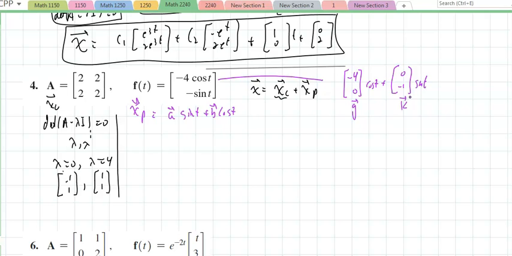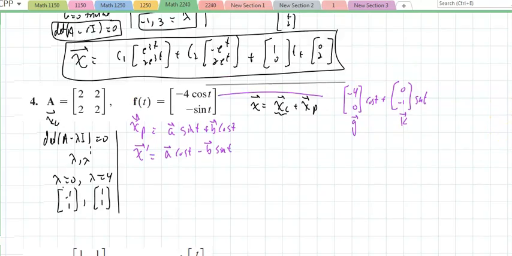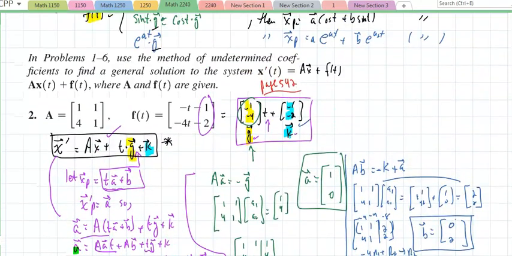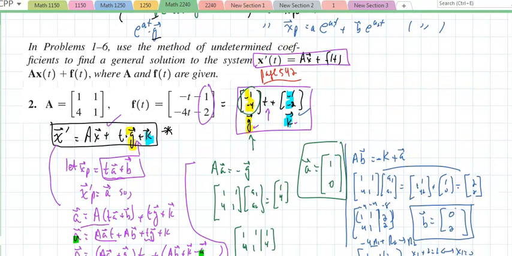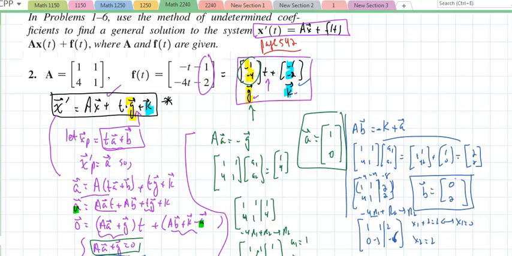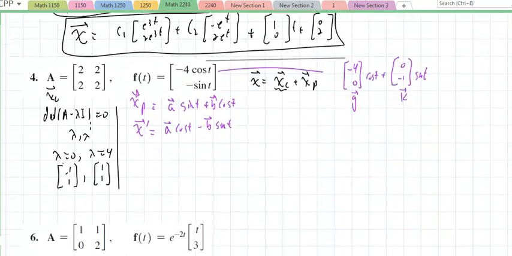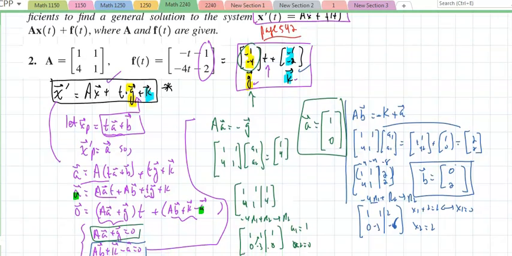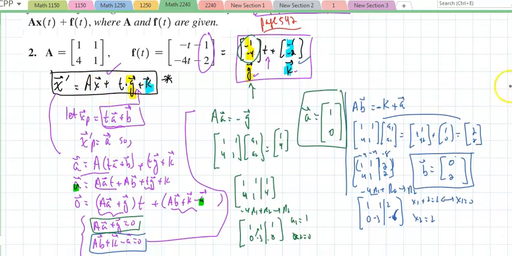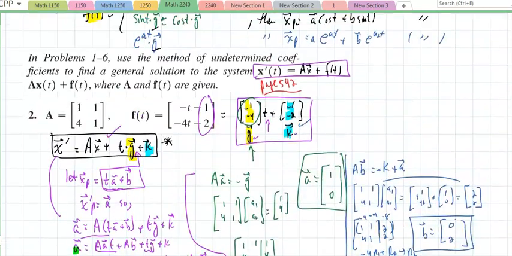Alright, for a 2 by 2, it's always 2 of them. So here we're going to say, okay, if you take a derivative of this, wouldn't that be a cosine of t minus b sine of t? And now what? Plug him into the original equation. What's the original equation? It's right there. Plug him into that equation. In our case, x prime is going to equal what? Ax plus, just like we did in this problem, it's going to be ax plus t. Whoa, is it?